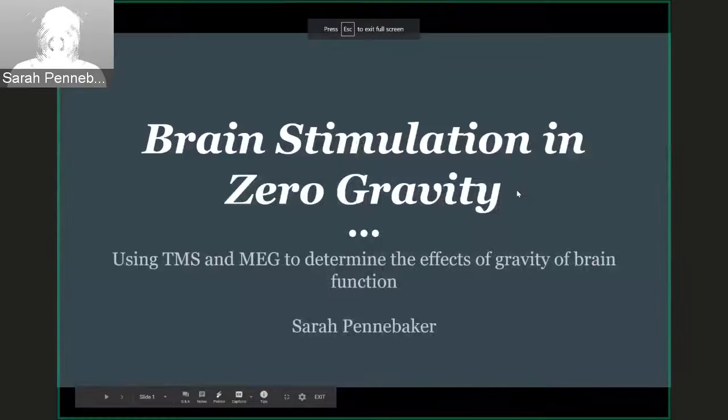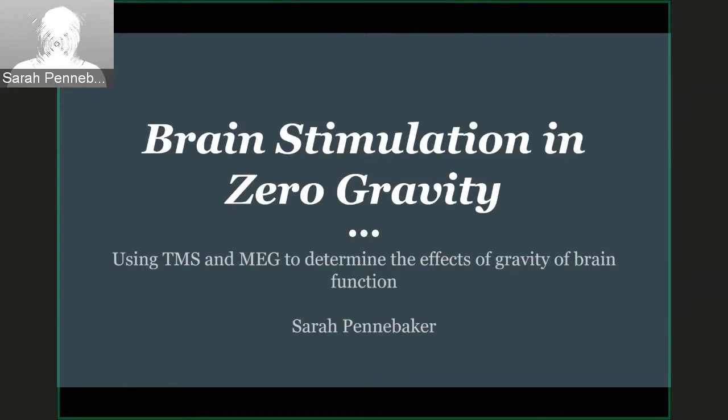All right, my name is Sarah Pennebaker, and today we're going to be talking about brain stimulation in zero gravity. So how to use TMS and MEG to determine the effects of gravity on brain function.